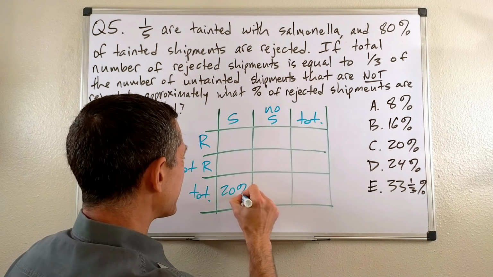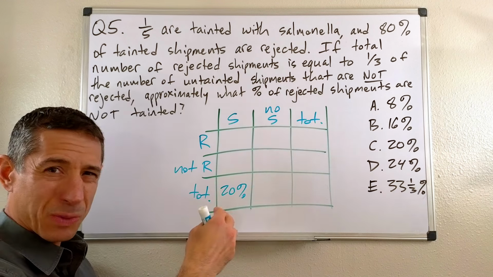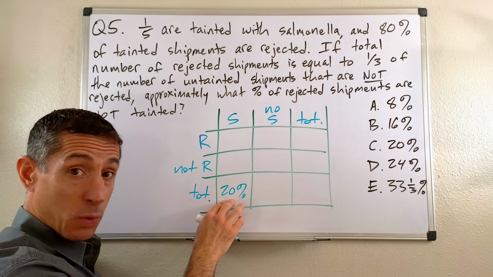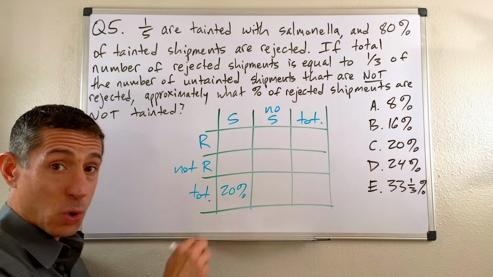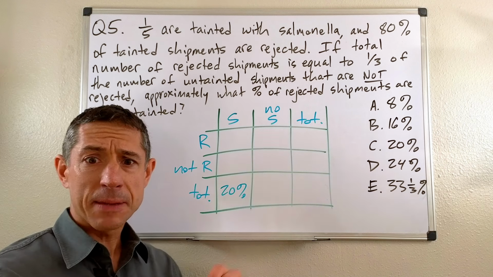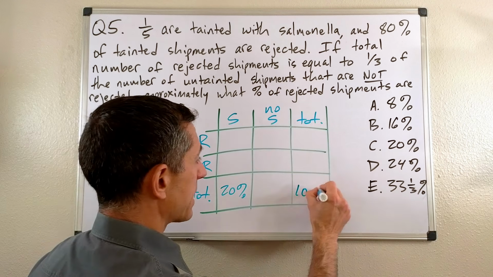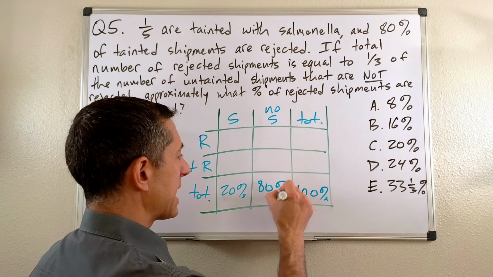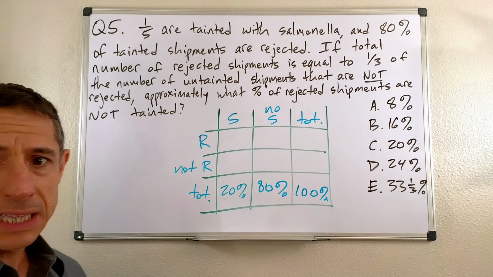I'm gonna turn that into a percent just because that's a little bit easier for me to work with typically. You can do whatever you want here if you prefer to leave the 1/5. That is totally fine, but we've got a lot more percents going on. I think 20% is going to be easier on me. So we know the total is going to be 100%. We know 80% must not be tainted with salmonella.